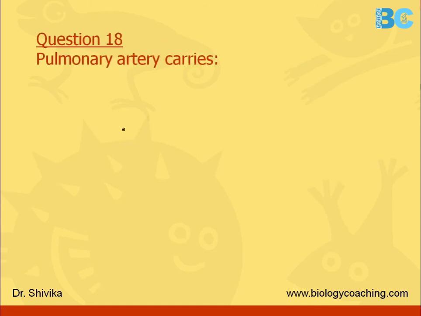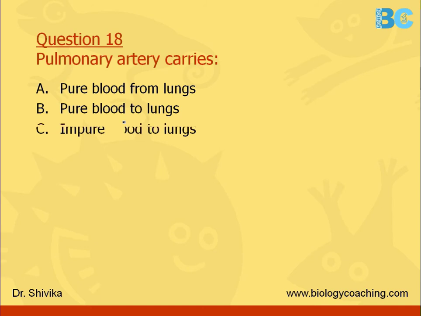Next question is, pulmonary artery carries pure blood from lungs, pure blood to lungs, impure blood to lungs, or impure blood from lungs. So pulmonary artery carries deoxygenated blood from the heart to the lungs. So you have to write here impure blood to lungs, because it carries the deoxygenated blood from the heart to the lungs.